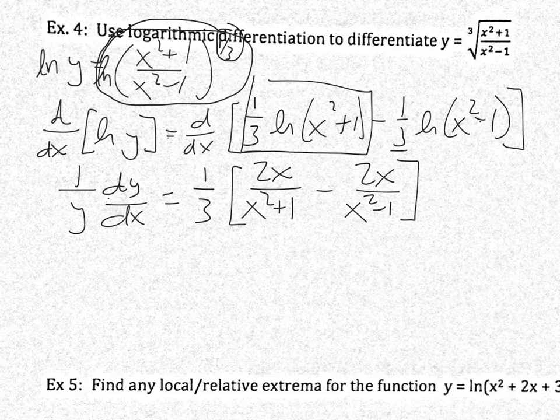What I want to do next is, I'm going to run out of room here, I think, too. So I have 1 over y dy dx equals 1/3, and I'm going to combine these fractions on the right side, which means I'm going to multiply the first fraction by x squared minus 1 and the second fraction by x squared plus 1. I'm trying to get common denominators here.